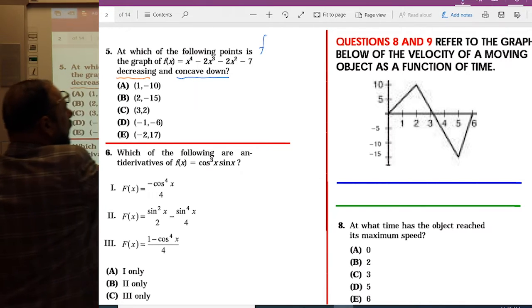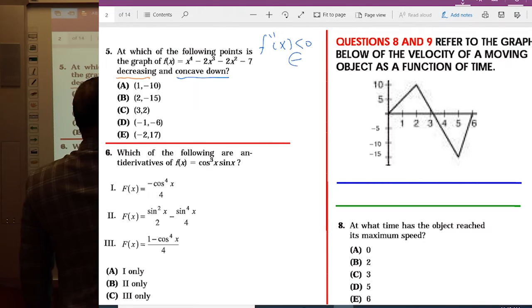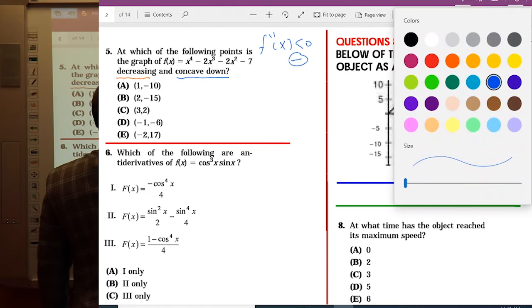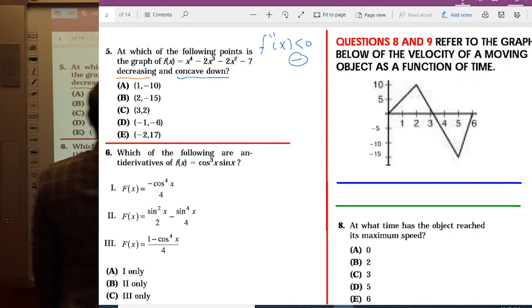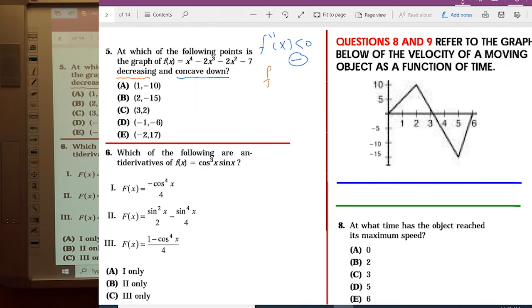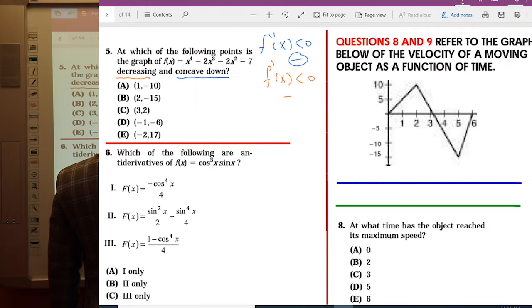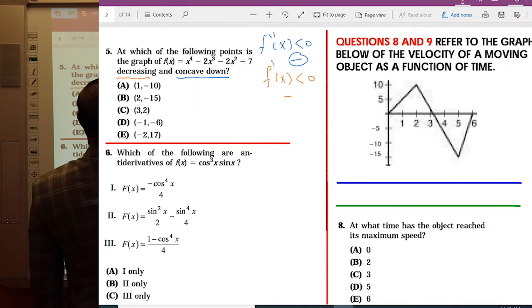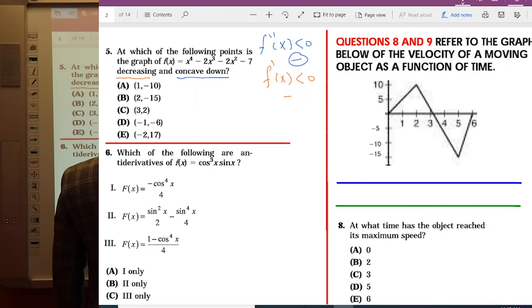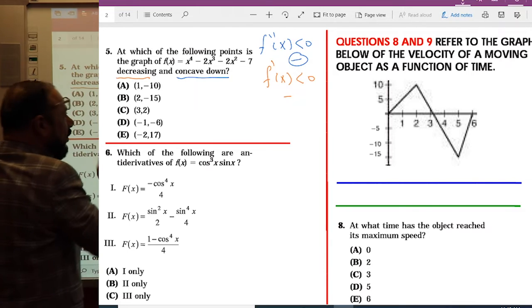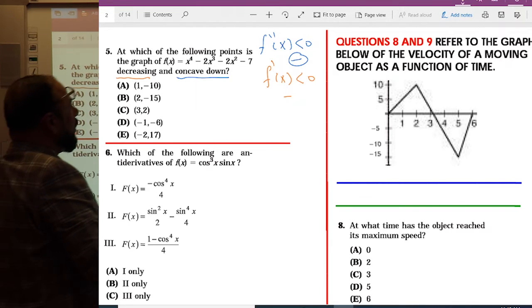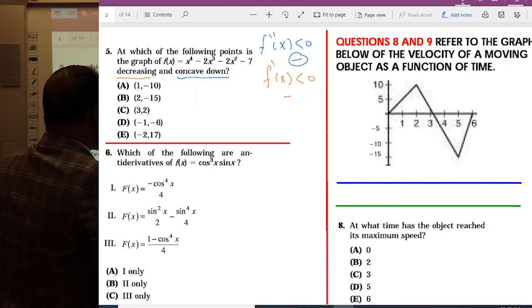Concave down, decreasing. Concave down, in blue, means f double prime of x is less than 0, which is negative. Decreasing, the same color, means f prime of x is also the same thing, less than 0, negative. Then find the two derivatives. I have no space here. And I have the function.